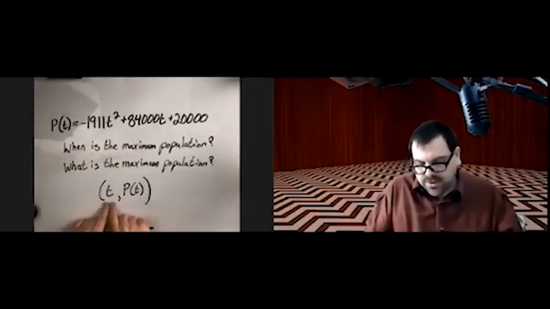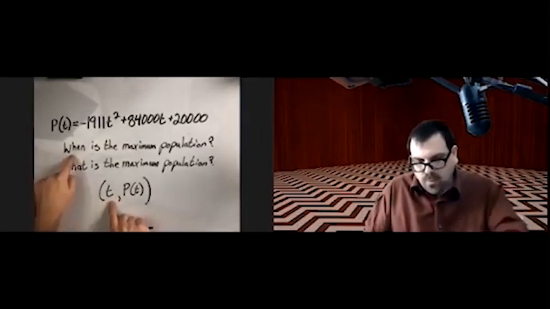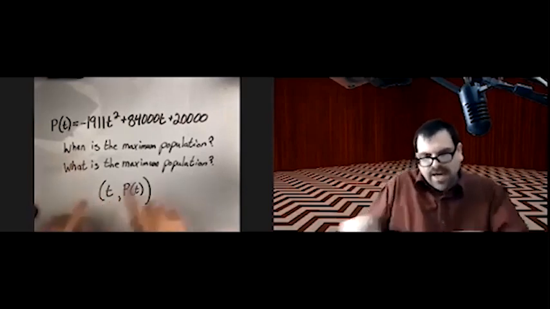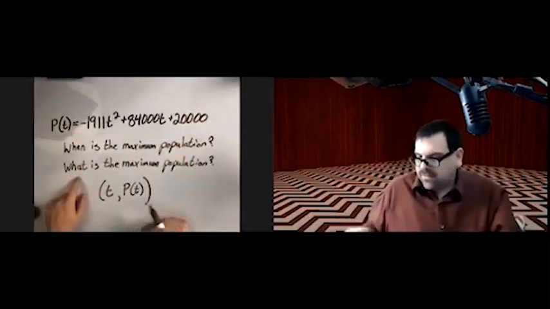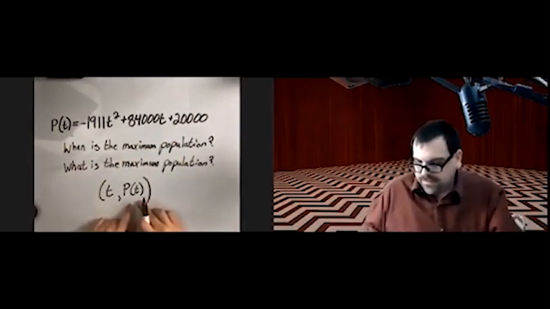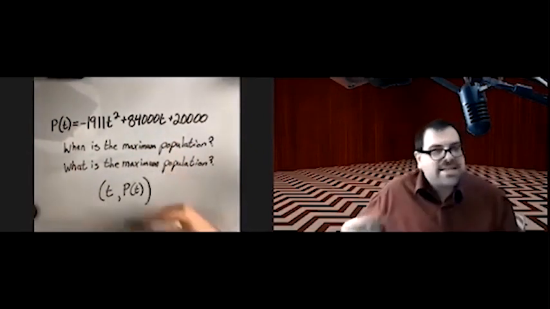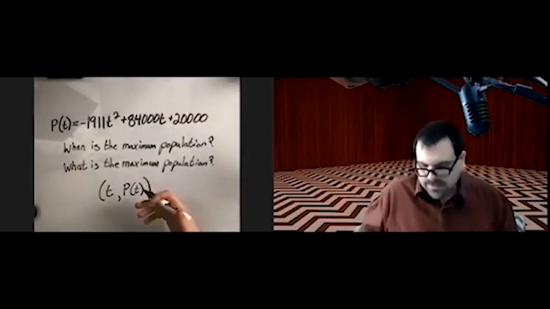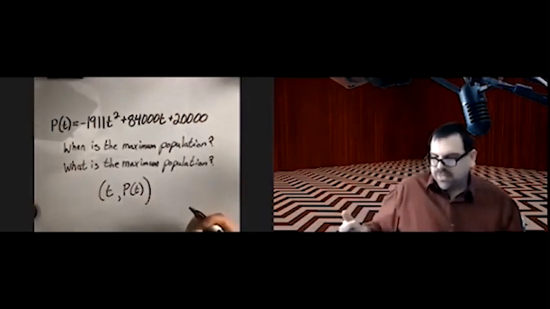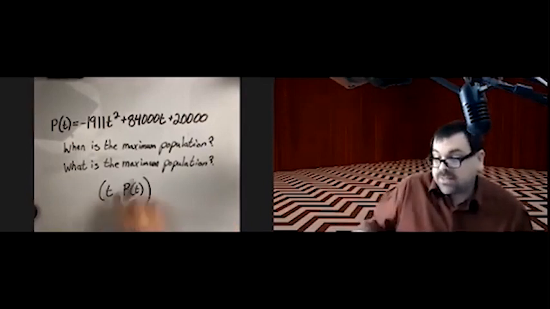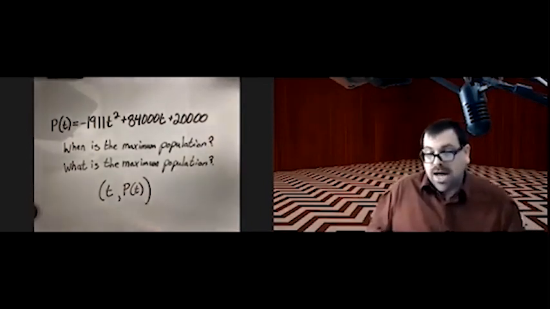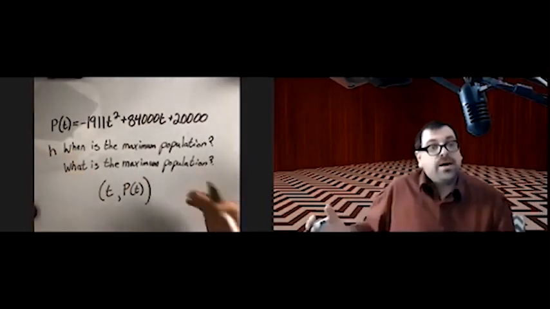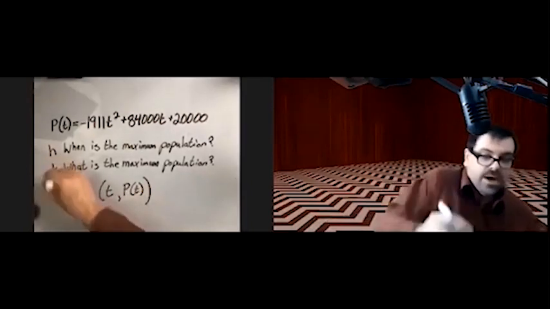So the x-coordinate being time, when is going to come from the x. And then the actual output at that time, that's going to be the what? Notice both of these are asking about a maximum. When does a maximum happen? At the vertex. So specifically, the x-coordinate of the vertex will be our time. That's going to be h. And then the output when we plug h in, that's k, the y-coordinate of the vertex.